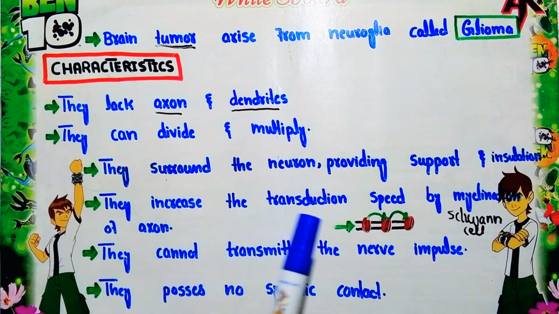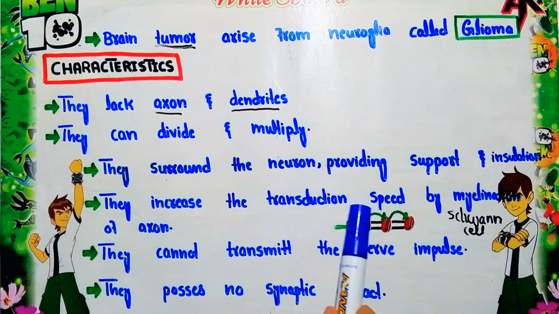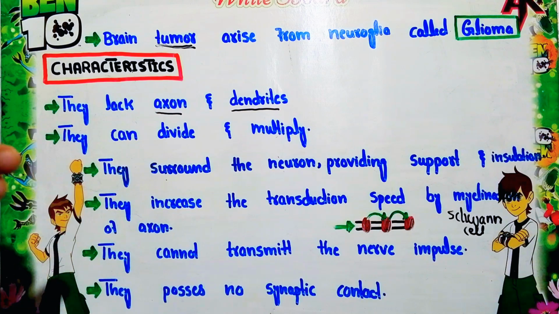So when a nerve impulse comes to the axons, this insulation provided by the neuroglial cell increases the speed of conduction in these axons. That is an important characteristic of the neuroglial cell. Now the fifth characteristic of the neuroglial cell is that they cannot transmit the nerve impulse. Neurons are able to transmit the nerve impulse, but neuroglial cells only increase the conduction speed in the neurons; they are unable to transmit the nerve impulse themselves.